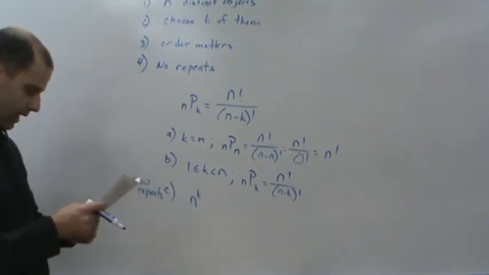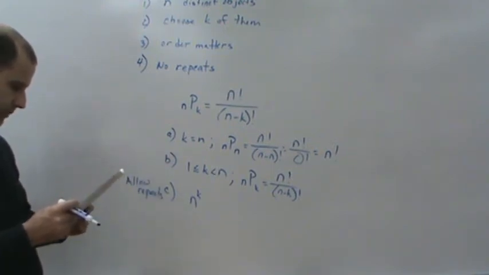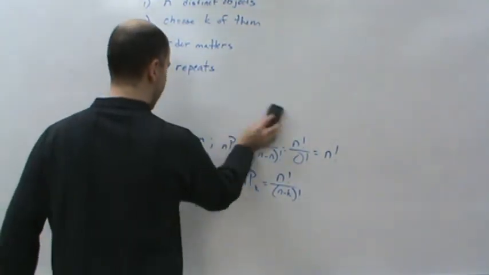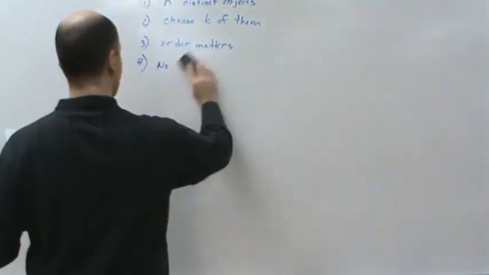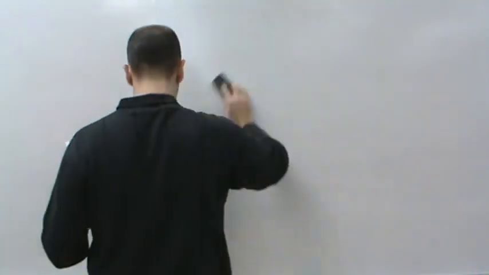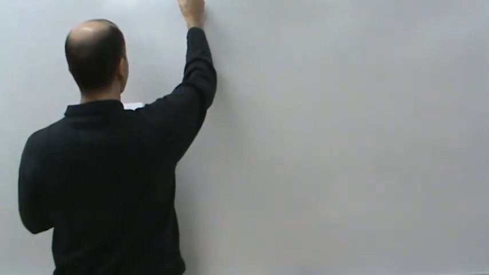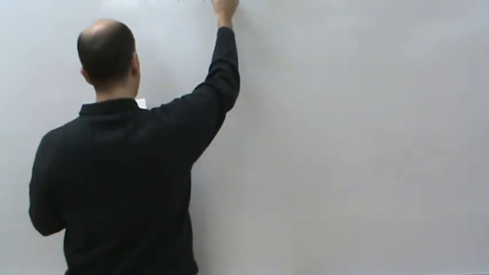Okay? So now, let's use this and answer some questions. Let's say we're at a local college. And the local college has a club. And the club is made up of 14 men and 18 women.